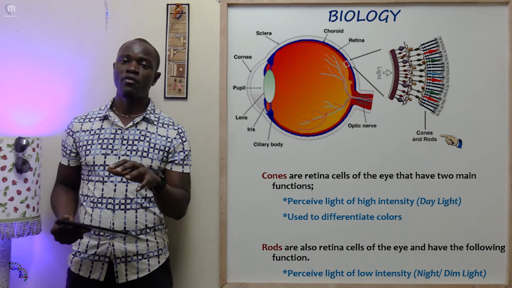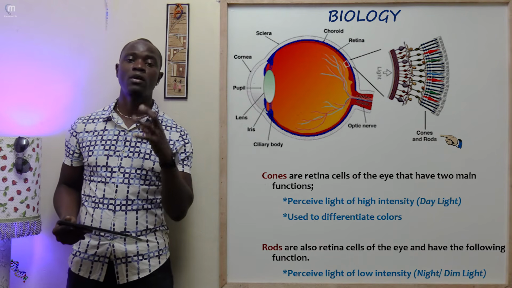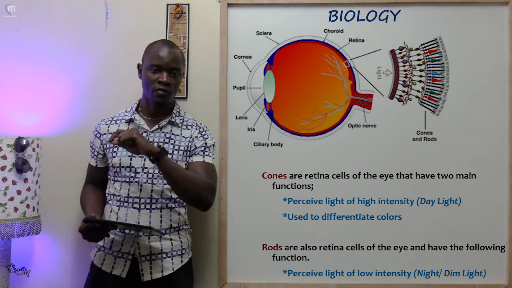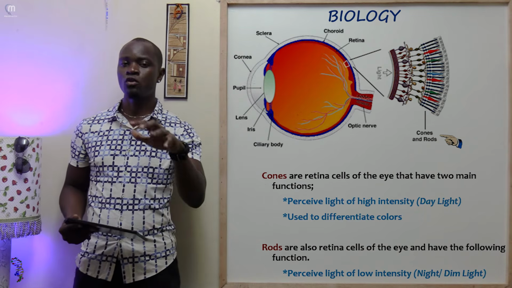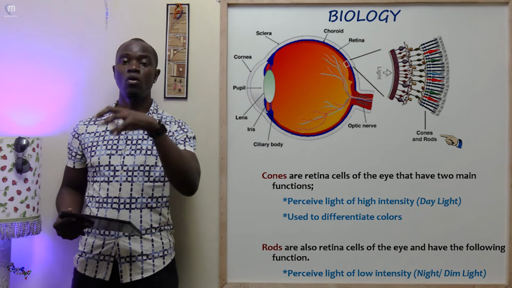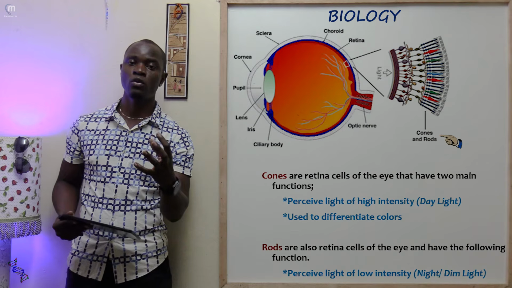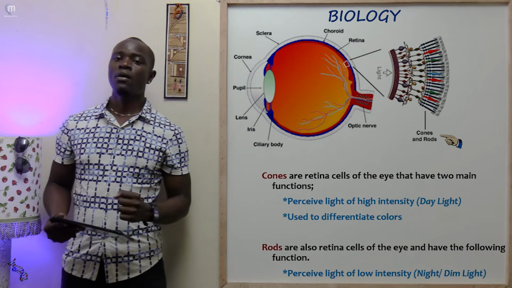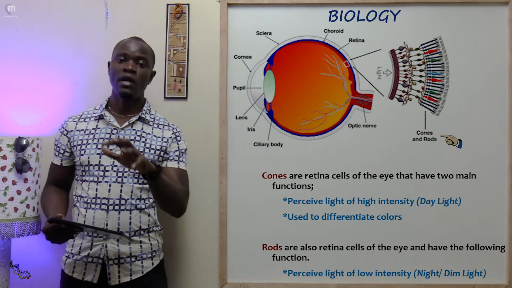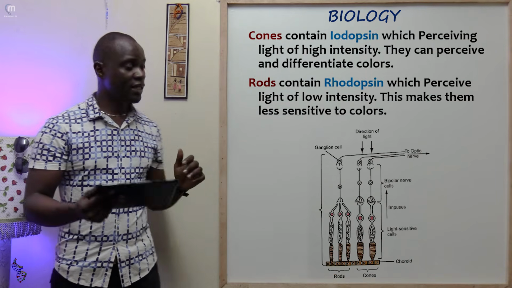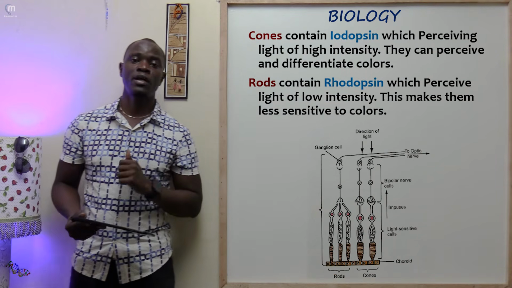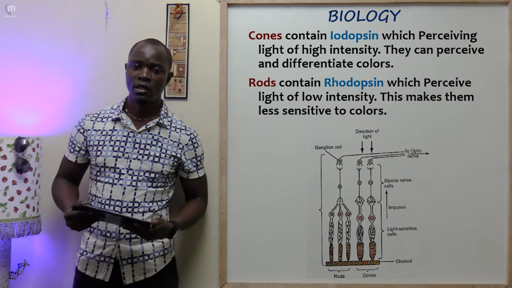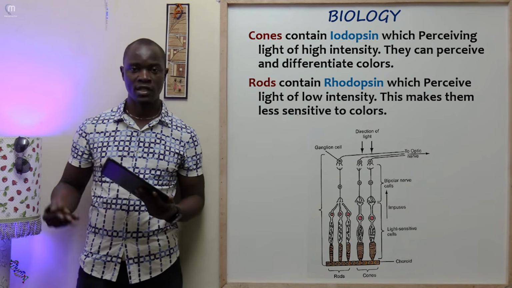So also the cones, apart from perceiving light of high intensity, can also differentiate colors. Those are the two things you're going to study in the topic of reception. So they are used to perceive light of high intensity, and also to differentiate between the different colors that we have. Now, apart from cones, we have the rods. As you can see in the diagram, we have the cones and the rods. This diagram, you can get it in KLB. The rods, on the other hand, are used to perceive light of low intensity.